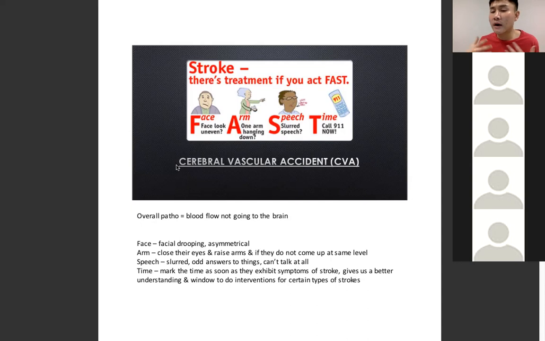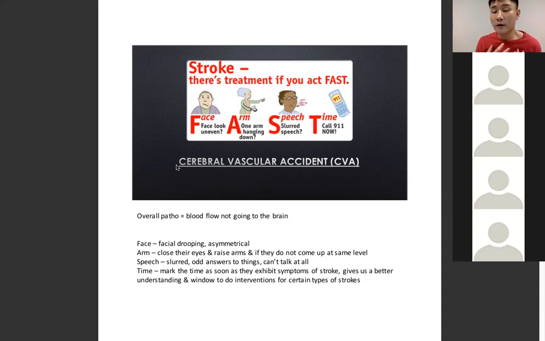So overall, what is stroke? What causes stroke? Everybody has a brain. With our brain, we are able to function, talk, see you guys, and do everything. And how does the brain function? It requires blood, so it needs nutrition and oxygen from the blood.